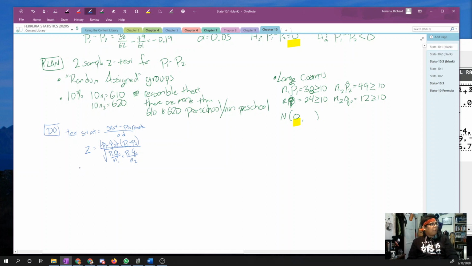While we're at that, let's figure out PC. So PC is going to be equal to the total number of successes, which would be 38 plus 49, over the total sample size, which is 62 plus 61. Let me add those together. 30 and 40 is 70. 70 plus 17 is 87. 60 plus 60 is 120, so 123. Computer, how much is 87 divided by 123? 87 divided by 123 is 0.7073.